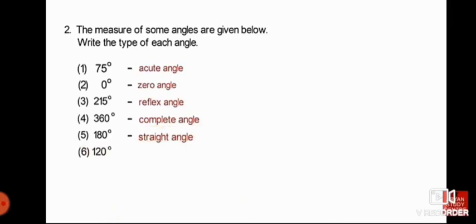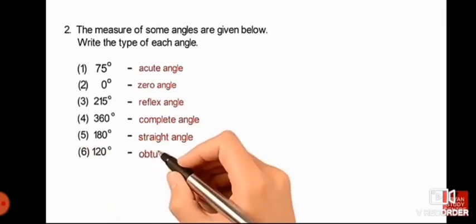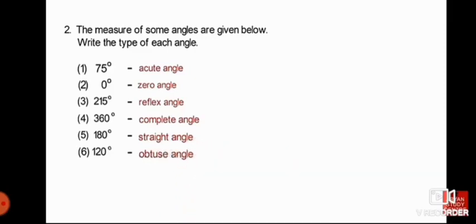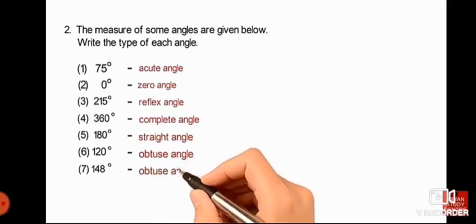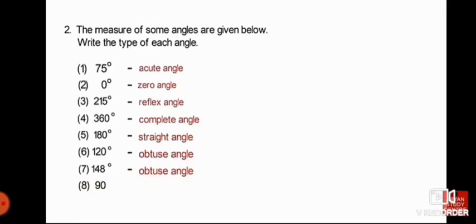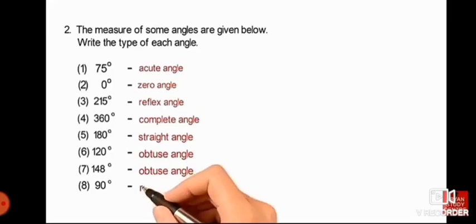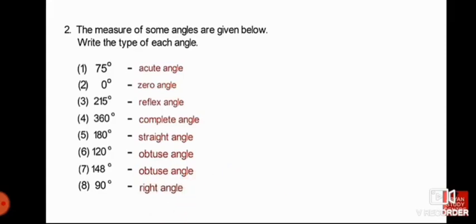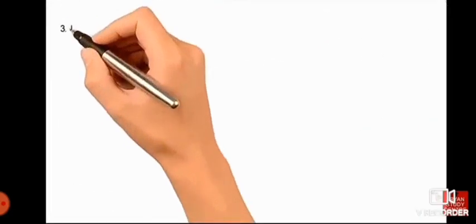Next, 120 degrees, greater than 90 degrees, less than 180 degrees. So it is an obtuse angle. Next we have 148 degrees, which is greater than 90 degrees, less than 180 degrees. Again it is an obtuse angle. And the last one, 90 degrees. 90 degrees, we all know, yes, it is a right angle. So here we have finished question 2. Now let us begin with question number 3.